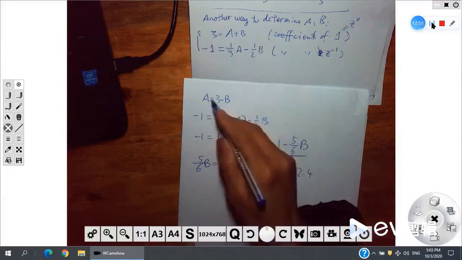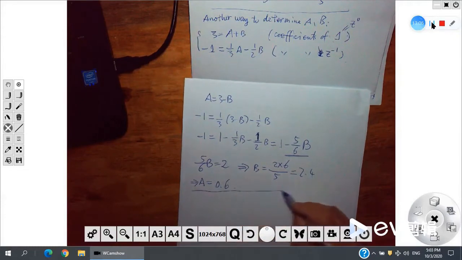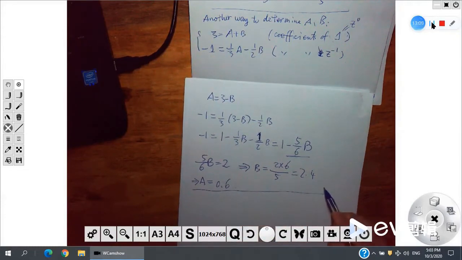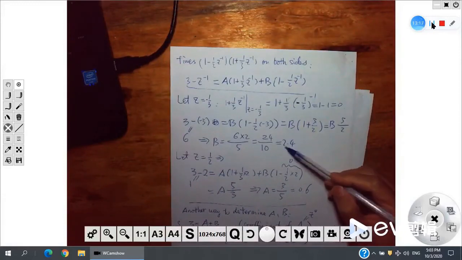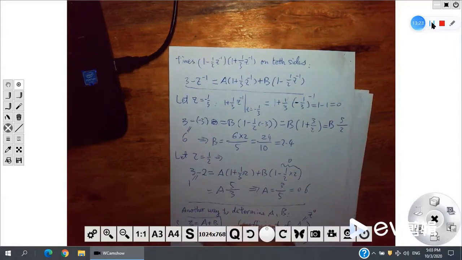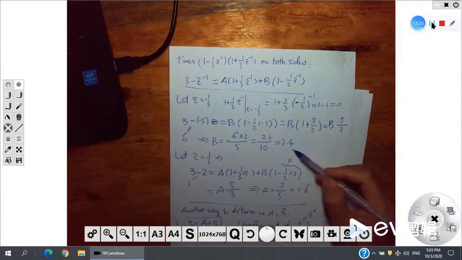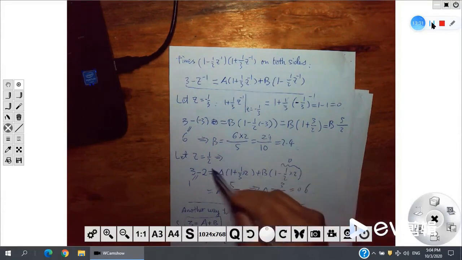And then b is 2.4. a is 3 minus b, so we have a is 0.6. Right. Okay, we get the same answer. Yeah, you can use either way to determine a and b. And sometimes you can mix them. For example, when you get b is 2.4, you also know these, right? You observe the equation: 3 is a plus b, and b is 2.4. Then you can claim a is just 0.6. You don't need to let z be some other value to determine a.